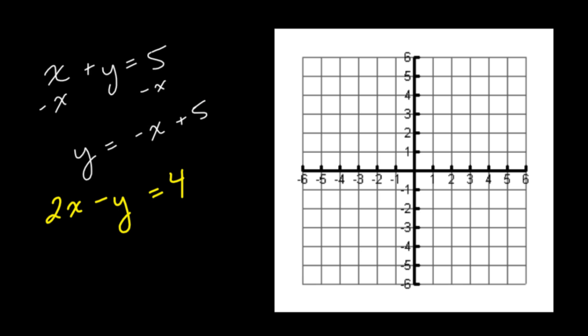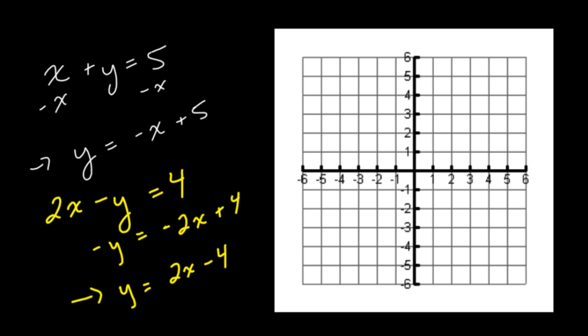I subtracted an x on both sides, and we get y equals -x plus 5. And we'll do the same thing on the other one. Subtract 2x on both sides, so we get -y equals -2x plus 4. But I don't want a -y, so we'll divide everything by -1. And that turns it into positive 2x minus 4.